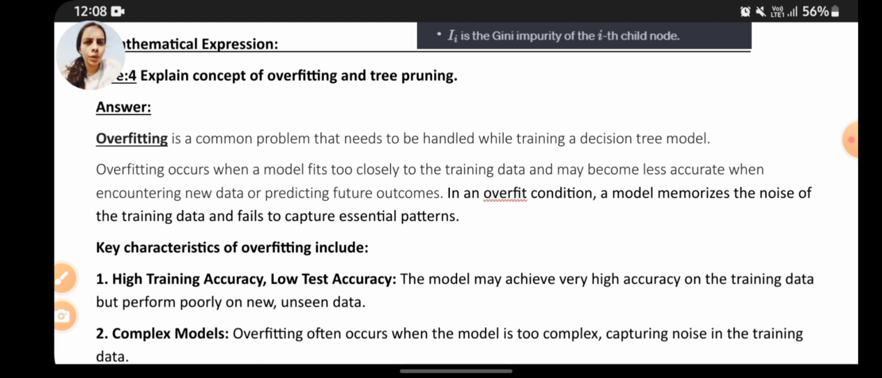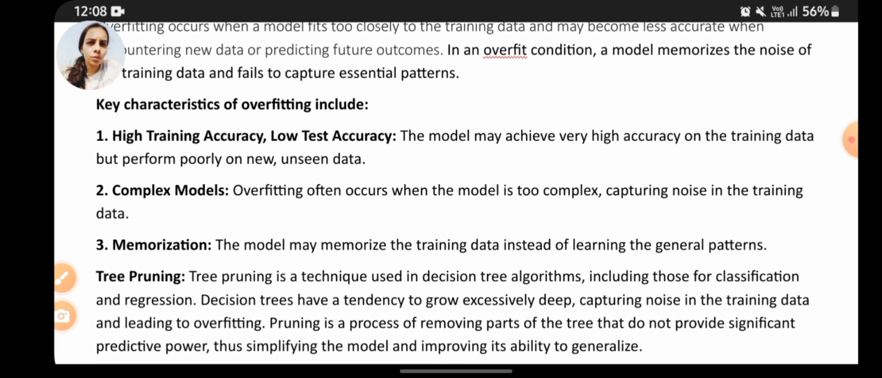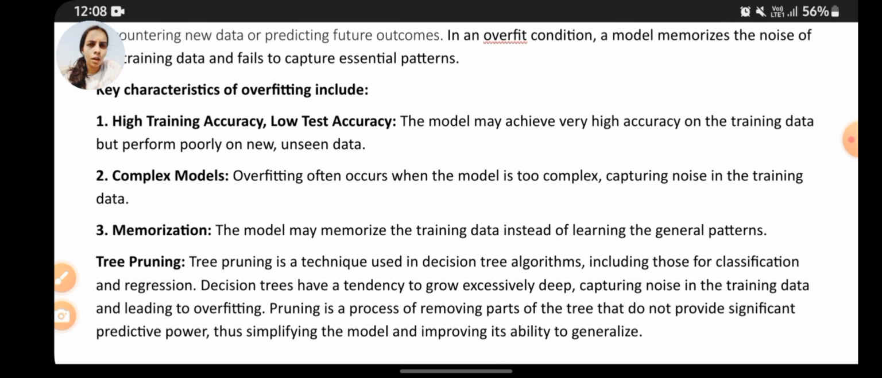So this is the mathematical expression of reduction in impurity.